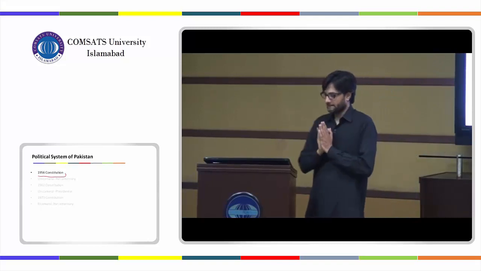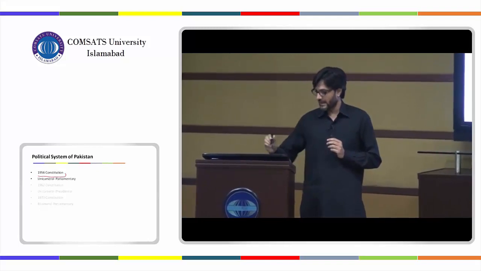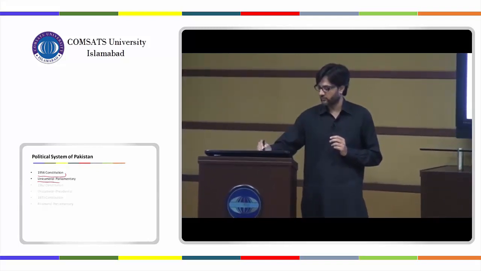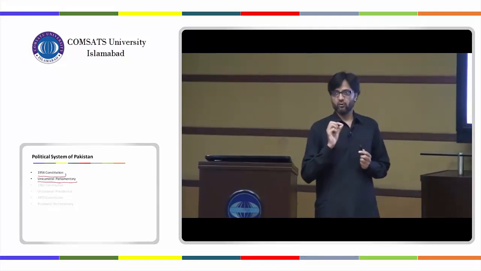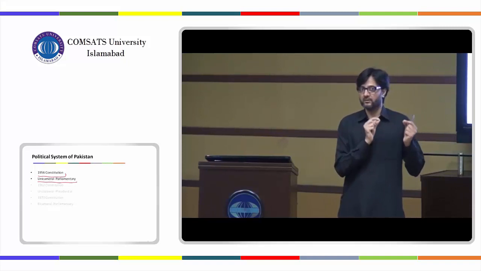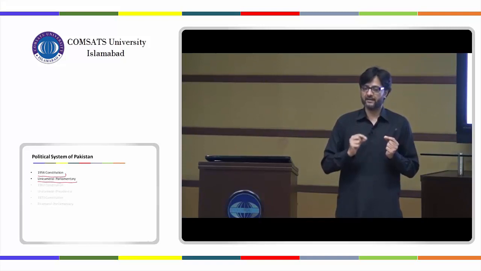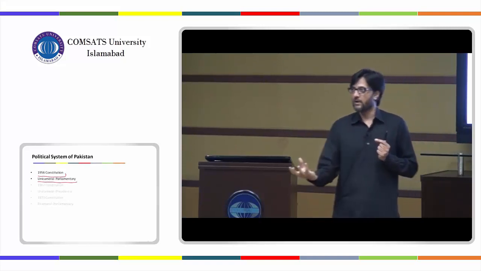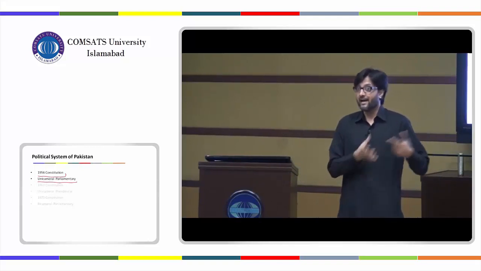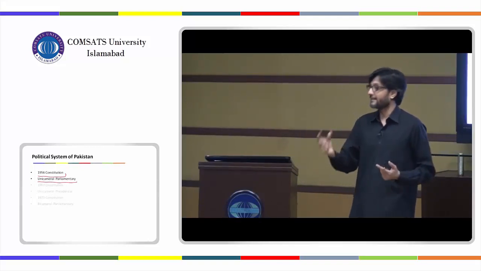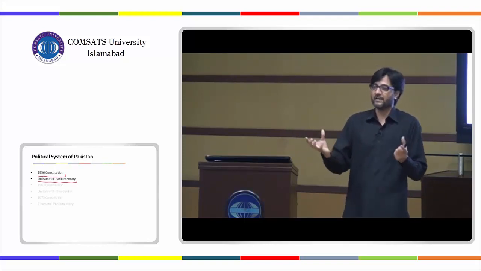So in the 1956 constitution, as we all know, we had a unicameral legislature or a unicameral parliament. Right, and it was a parliamentary system. So unicameral means there is one house of the parliament, and parliamentary system means that the executive of the country is from among the members of the parliament, like the prime minister, who has to be a member of the parliament. Then his cabinet members are supposed to be members of the parliament, right? Like ministers or MNAs or senators.